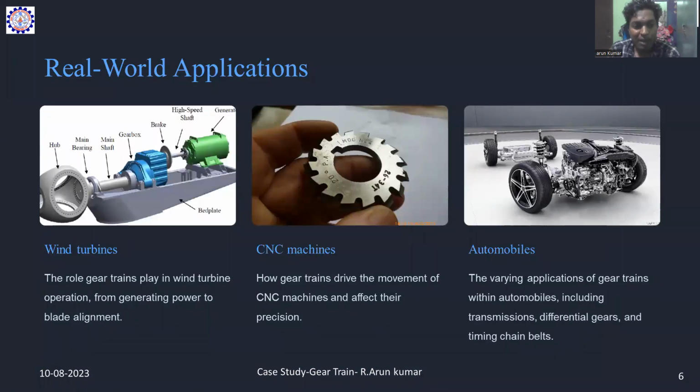For real-world applications, gear trains are used in wind turbines, CNC machines, and automobiles. For wind turbines, we look at the role the gear train plays in wind turbine operations, from generating power to blade alignment. For CNC machines, how the gear train drives the movement of the machine and affects its precision. For automobiles, the various applications of gear trains within automobiles, including the transmission, differential gears, and timing chain belts.